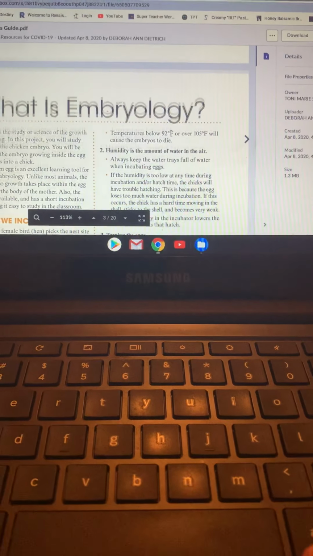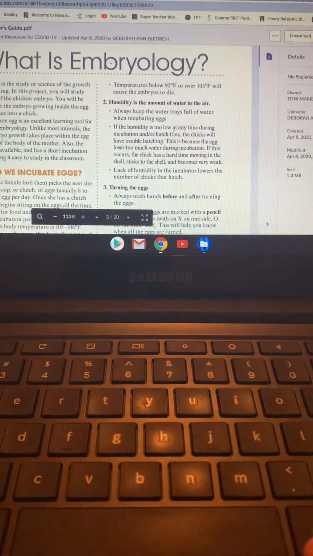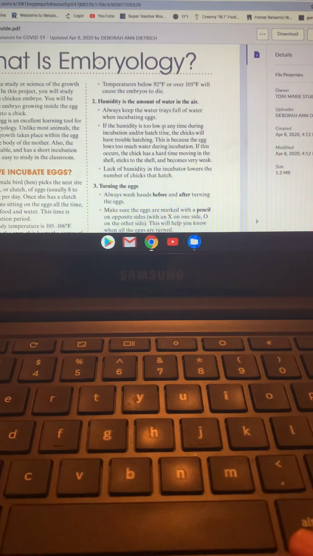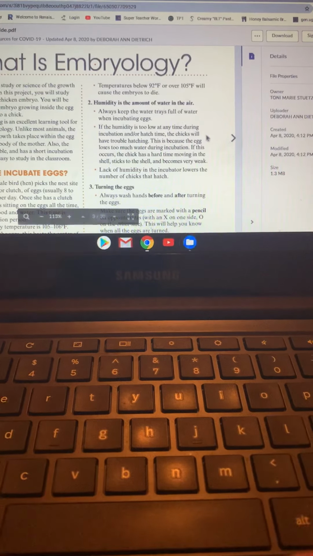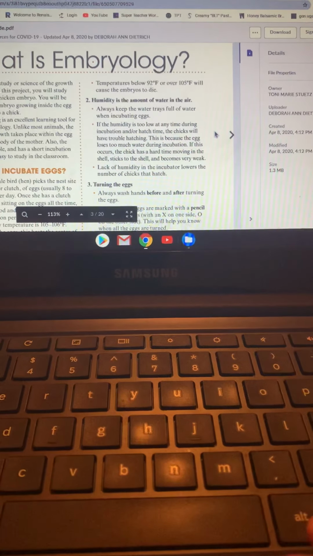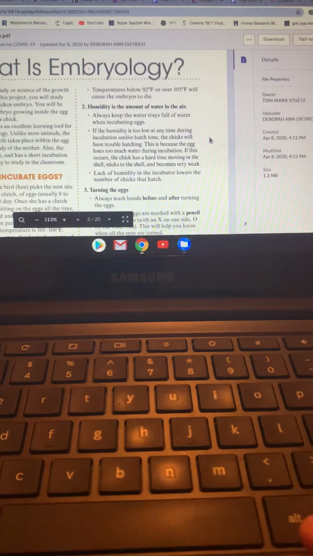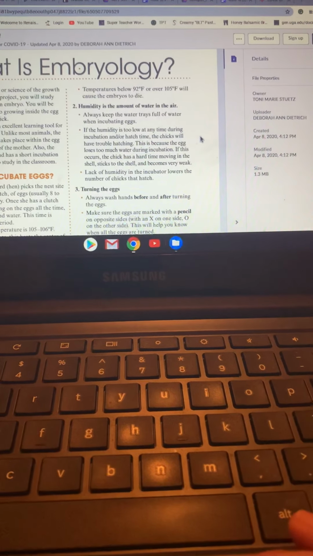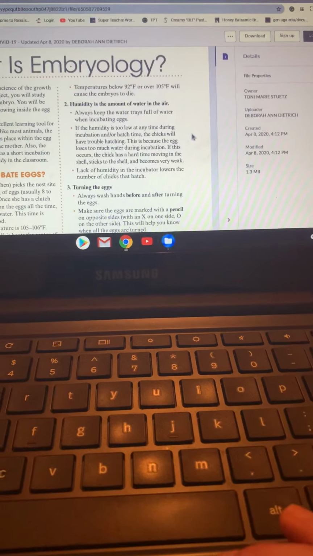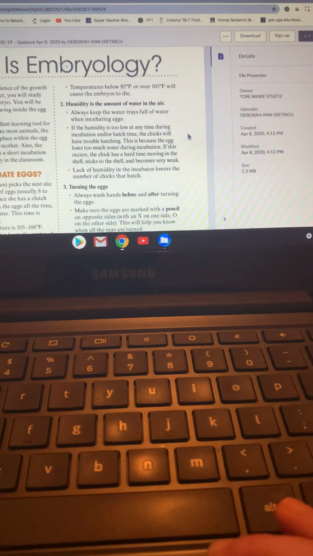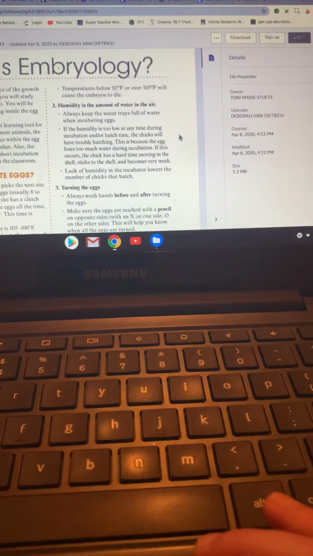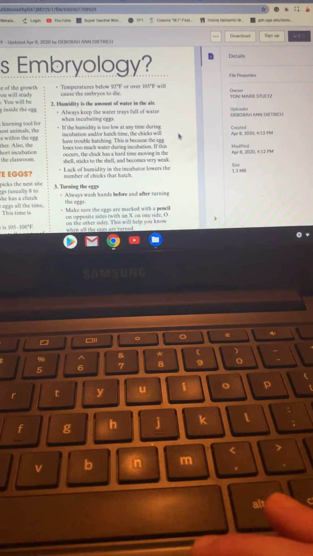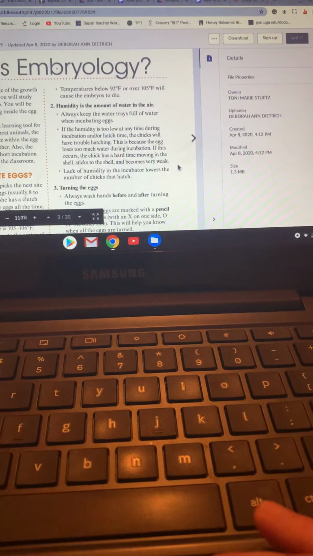Number 2, humidity is the amount of water in the air. Always keep the water trays full of water when incubating eggs. If the humidity is too low at any time during incubation and/or hatch time, the chicks will have trouble hatching. This is because the egg loses too much water during incubation. If this occurs, the chick has a hard time moving in the shell, sticks to the shell, and becomes very weak. Lack of humidity in the incubator lowers the number of chicks that hatch.